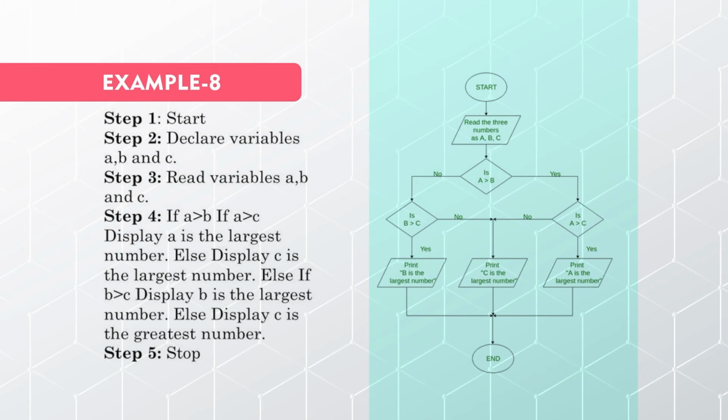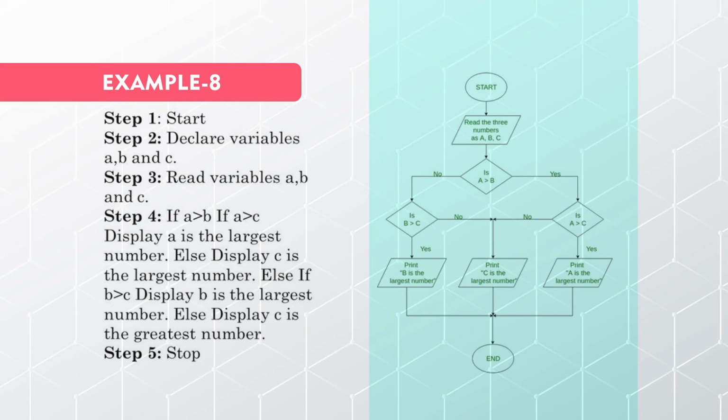Here we are entering 3 numbers A, B and C. So we are comparing: A greater than B, yes. Then A greater than C, yes, so A is the largest. Now A greater than B, no, that means A is less than B. Subsequently, is B greater than C? Yes, so B is the largest.